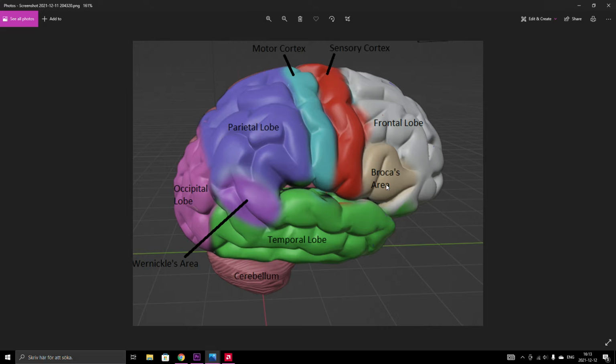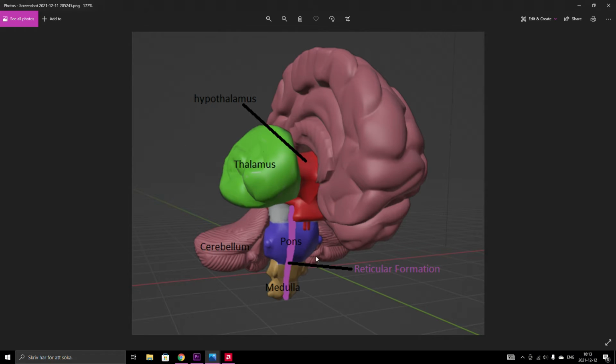a region in the frontal lobe in the dominant hemisphere, typically the left, which has functions linked to speech. Then we've got Wernicke's area, a region that contains motor neurons involved in the comprehension of speech. Then let's go to the other image.